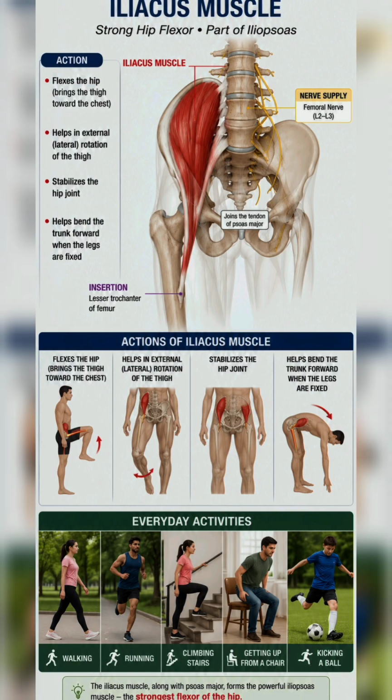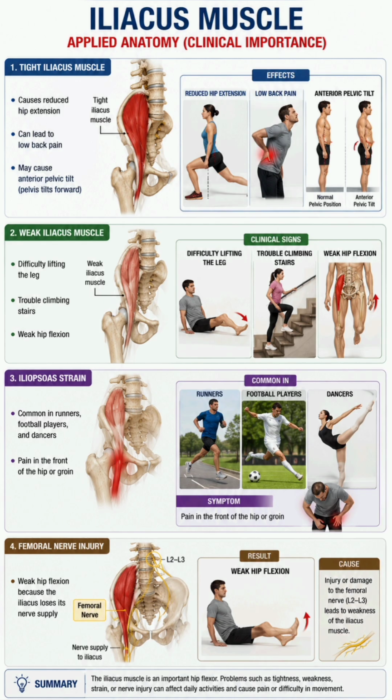Next part is applied anatomy, that is clinical importance. So the first one is a tight iliacus muscle. It causes reduced hip extension and can lead to low back pain or may cause anterior pelvic tilt, that is pelvic tilt in the forward direction. The second one is a weak iliacus muscle. If a tight iliacus muscle can be there, then a weak one can also be there. So difficulty lifting the leg, trouble climbing stairs, weak hip flexion, those things.